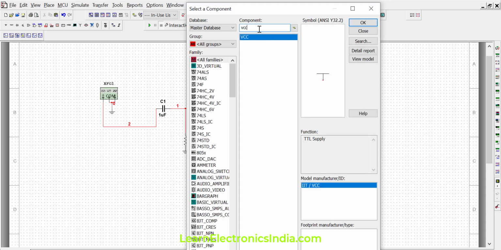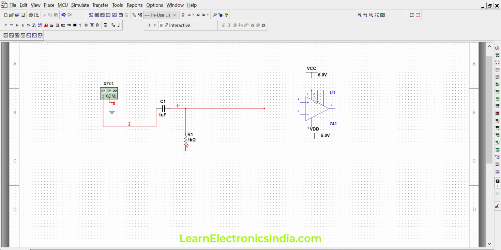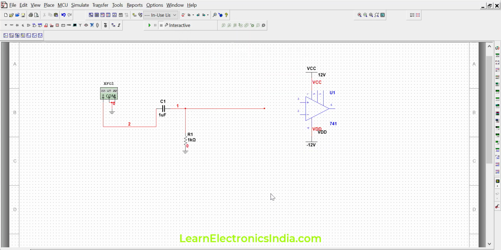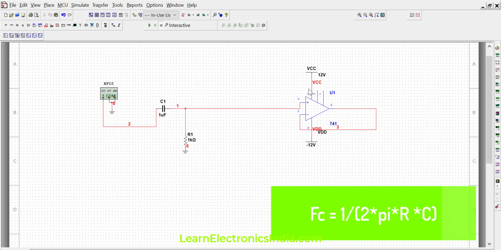To make a voltage buffer, first we will take an LM741 IC with plus 12 and minus 12 volts as the supply voltages and short the inverting input and the output, and connect the output of the passive filter to the non-inverting input. The cutoff frequency for a high-pass filter is given by this formula.